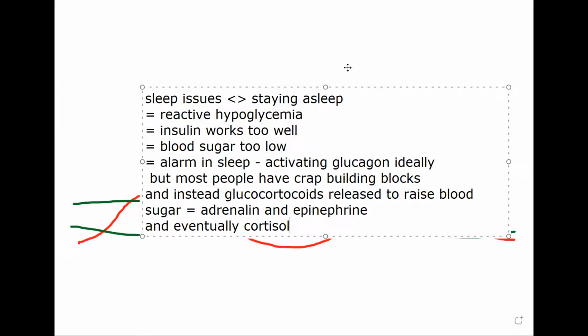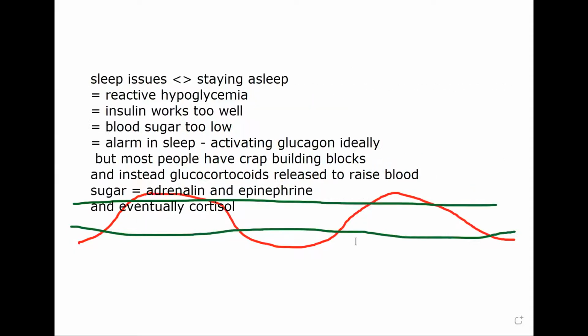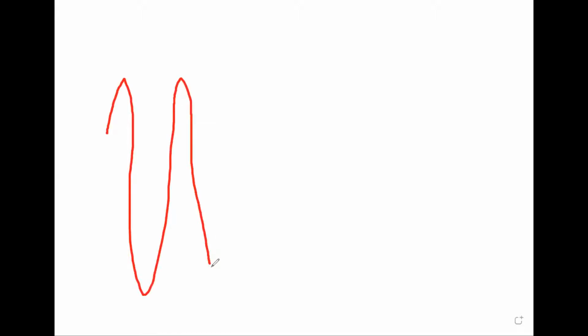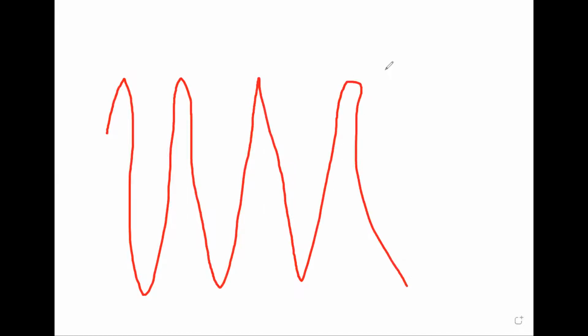So let's get rid of this, put it over here. What happens is people have a normal sort of blood sugar, and then in these people, instead of a nice clean blood sugar, it's like it's going like this, when what you really want is this. See, the green is desired, the red is not.